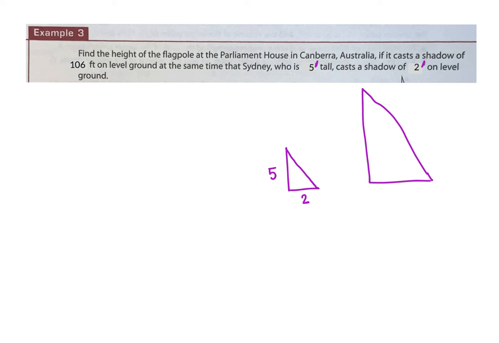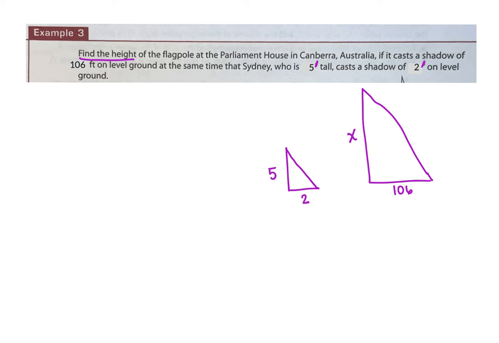We don't know how tall he is. Beautiful triangle there. So we're trying to find the height. But we do know how long the shadow is for that one. That's what? 106, right? And so this should be the same exact ratio, all right?